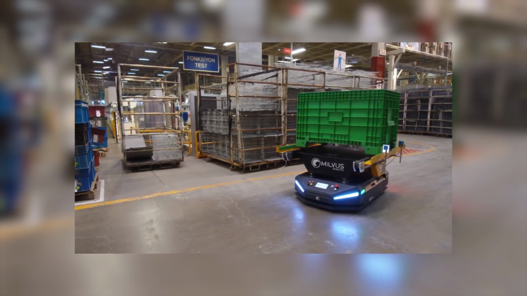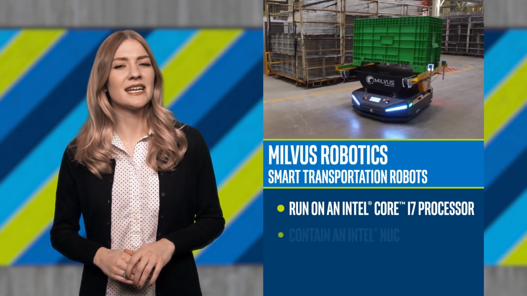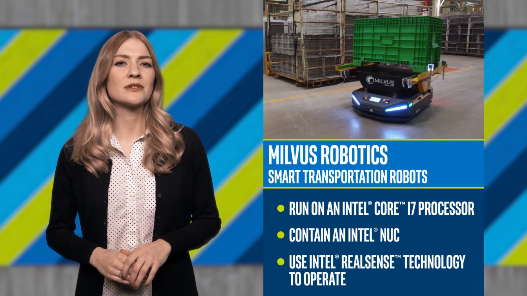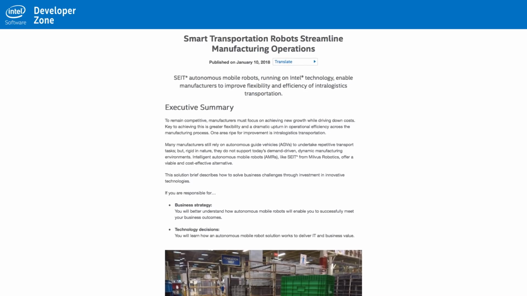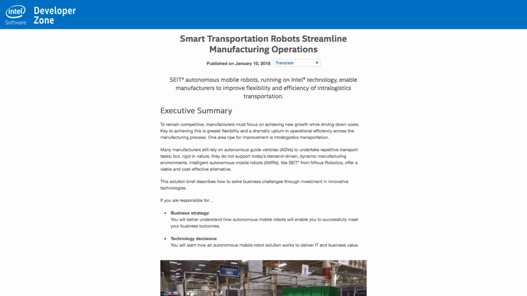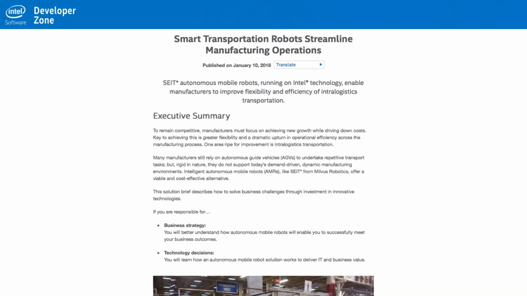Robots, they're the future, and Intel technology is helping to enable smart transportation robots from Milvus Robotics. They're intended to streamline manufacturing operations and are a cost-effective alternative to autonomous guide vehicles many manufacturers still rely on today. The robots run on the Intel Core i7 processor, contain an Intel NUC, and also use Intel RealSense technology to operate. Read this article to find out how smart transportation robots, like the ones from Milvus, are changing the manufacturing scene. Who knows? Maybe you'll be inspired in your own developments.